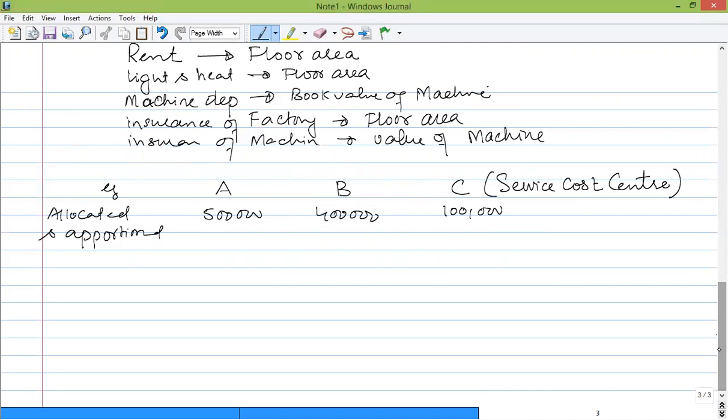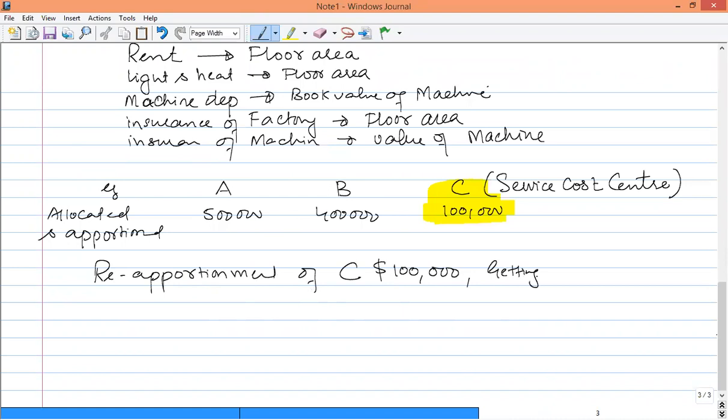So we have to transfer this service cost centers overheads to the production cost centers. Now in order to reapportion this service cost center overheads, we have to identify how A and B is getting services from C.